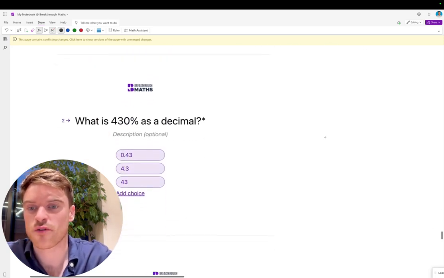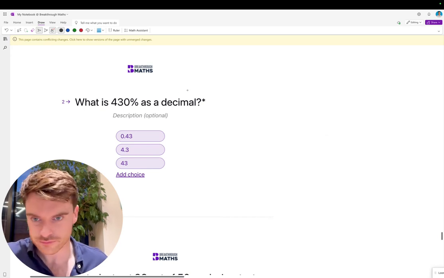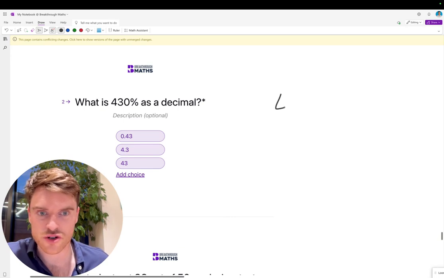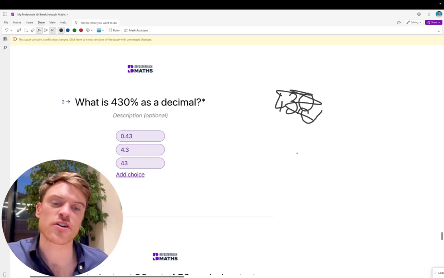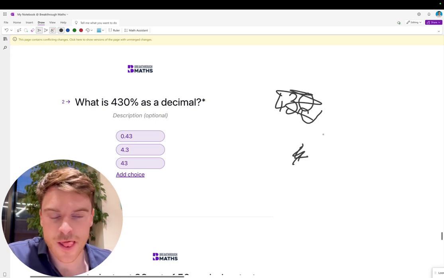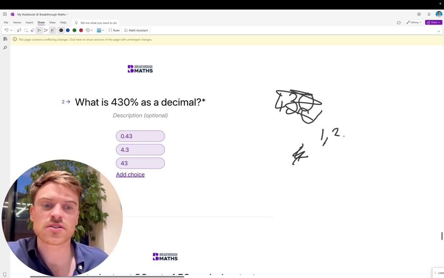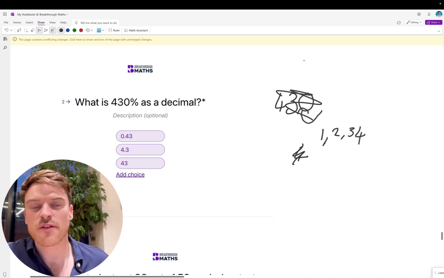Next one. What is 430% as a decimal? So it's like 430, 430% as a decimal. You're thinking you want to bring the decimal point to this one, gang. It's going to bring it to this for 430%. Think of 1, 2, 3, 4, going up in 1, 2, 3, and 430%.